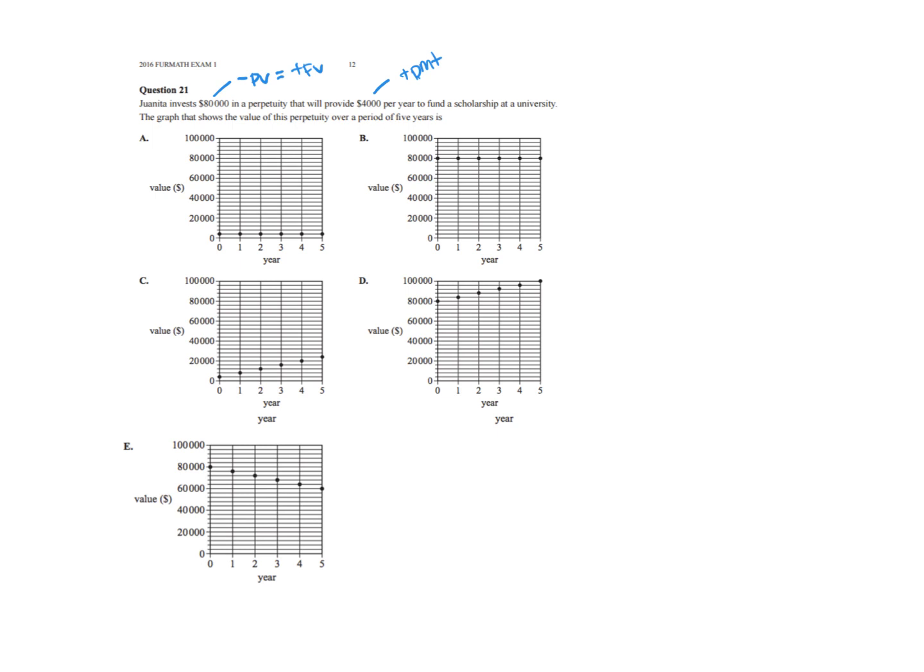So it says which of the graphs shows the value of the perpetuity over a period of 5 years. So with the perpetuity, the value doesn't change. It's always going to be 80,000. So which one is that graph? It's pretty easy to find. It's just that one that goes straight across, which is B. Okay?